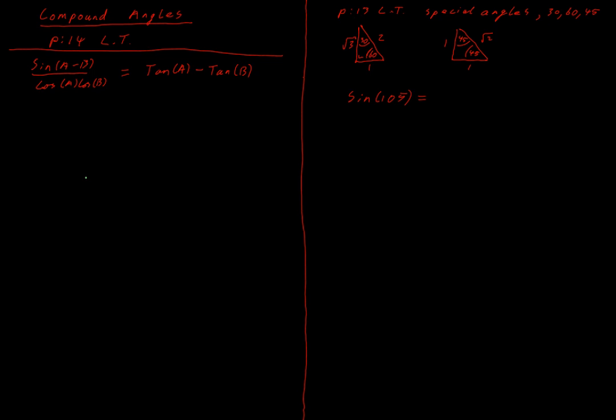Now, from page 14, I see this sine A minus B, and I go to page 14 in my log tables, and I see that sine of A minus B is equal to sine A cos B minus cos A sine B. This is in the log tables on page 14.